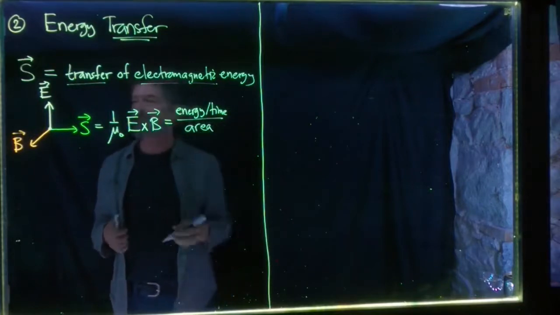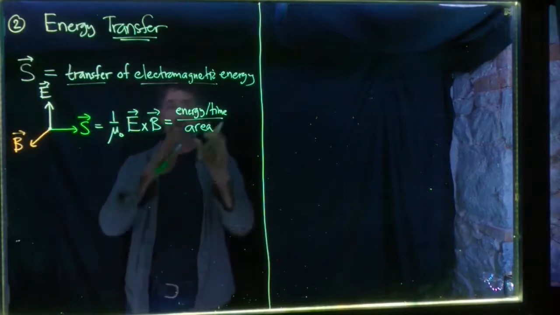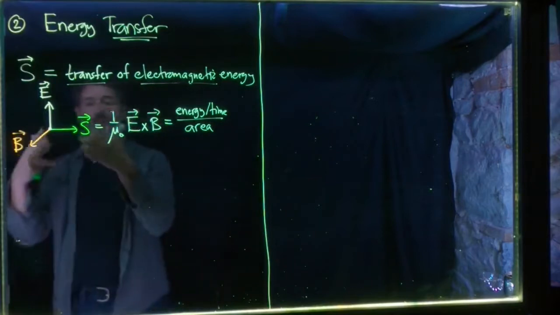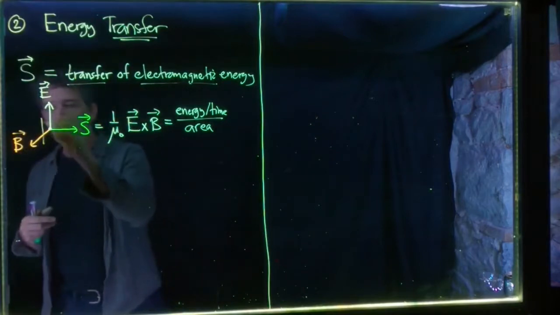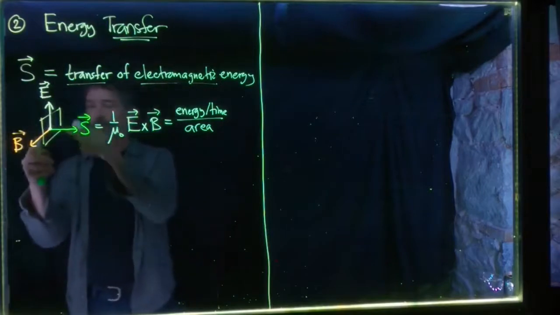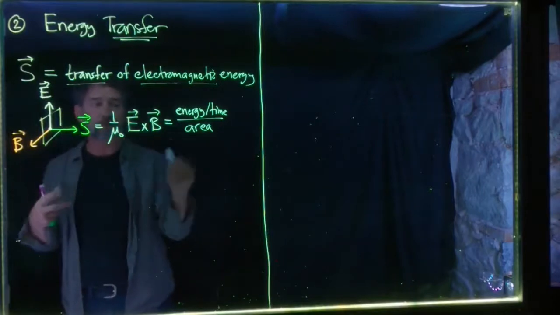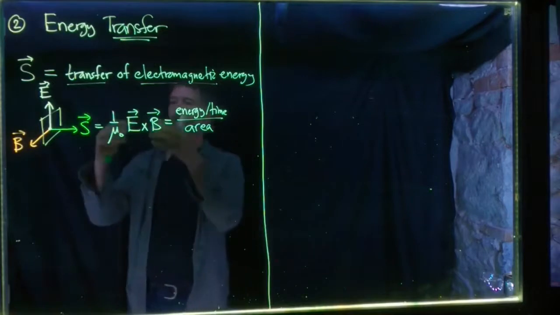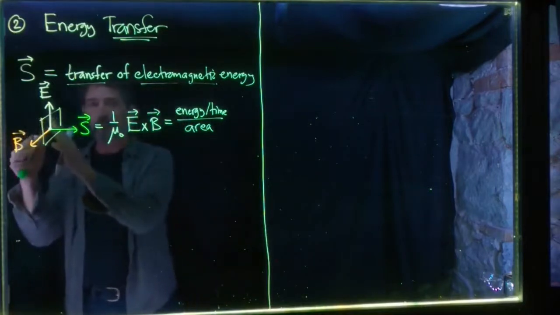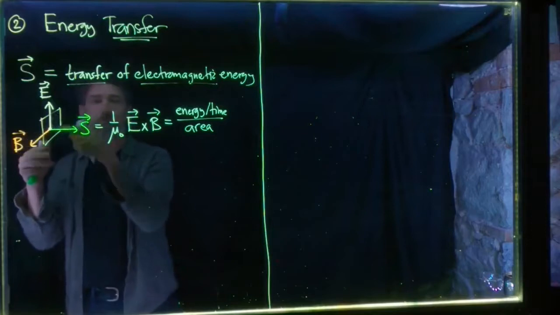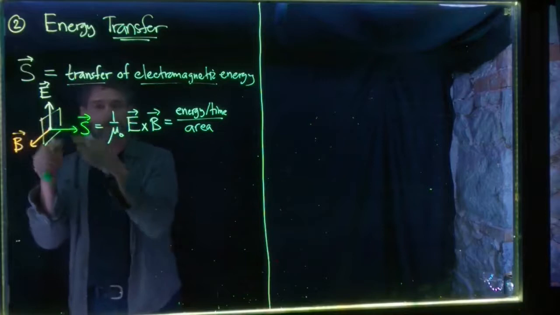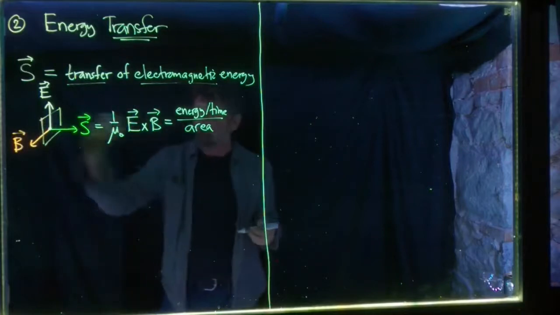So what does that mean? Let's say the light is moving in this direction. Let's construct an imaginary plane which is perpendicular to the flow of light, and let's suppose it's 1 meter by 1 meter, so 1 square meter of area. The magnitude of this vector tells you how much electromagnetic energy per second is flowing through that 1 square meter area, perpendicular to the flow of light.